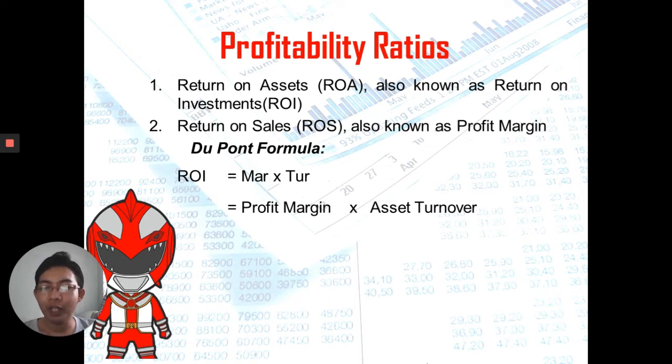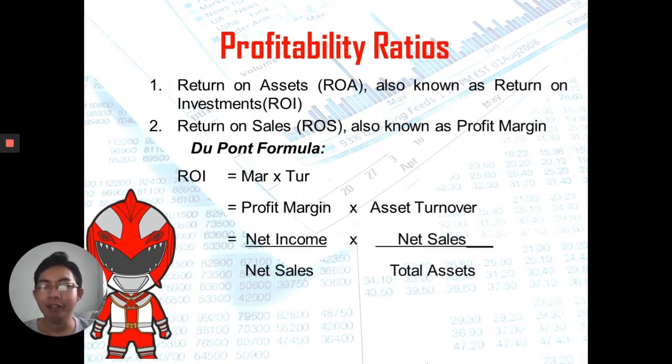Ano bang formula ni profit margin? The formula of profit margin is net income divided by net sales. While asset turnover is net sales divided by total assets. So as you can see here, we can cancel out net sales kasi meron siyang denominator and numerator. So we will arrive at the simplified formula of net income over total assets. So it is the formula for ROI. However, we use the DuPont formula para we hit 3 birds in 1 stone. So you just memorize ROI martyr para alam mo na yung tatlong formula natin.